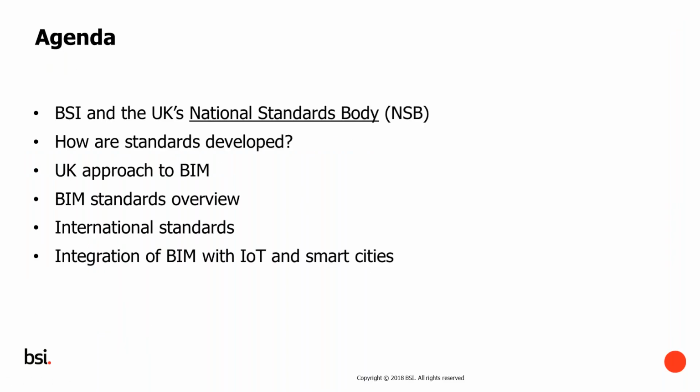So a quick overview of this morning's session. I'll be starting off talking about BSI and our role as the UK's national standards body, giving a very quick overview of how standards are actually developed, and then talk about the UK approach to BIM, both from a policy and implementation level, and then going through some of the key BIM standards one by one to provide an overview of what they do. I'll then also talk about the international standards program related to building information modeling, and then look to the future, talking about the integration of building information modeling with Internet of Things and smart cities standardization.